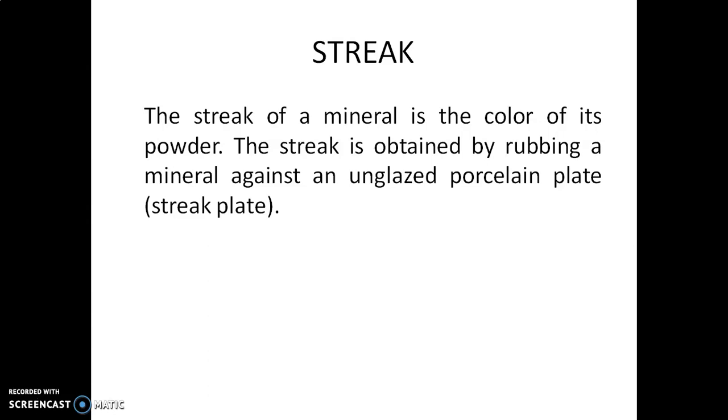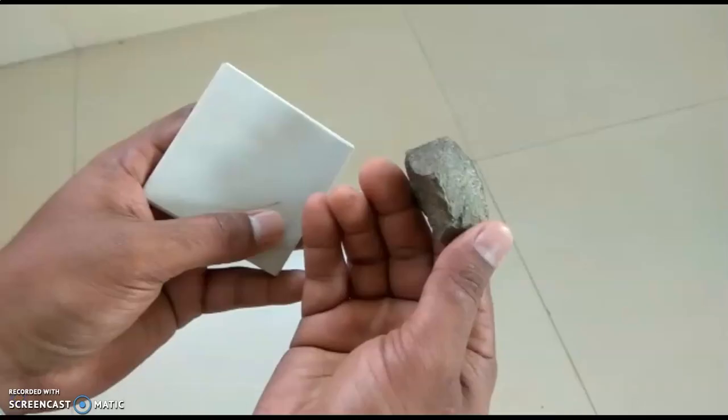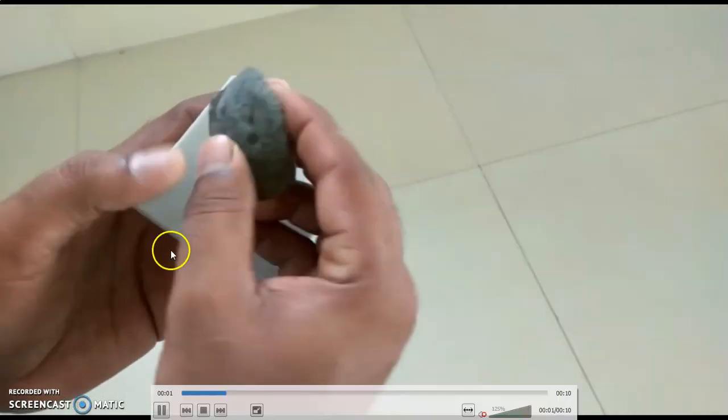Streak: the streak of a mineral is the color of its powder, or in other words, the color of the mineral in powdered form is known as streak. Streak is obtained by rubbing a mineral against an unglazed porcelain plate called a streak plate. This is a streak plate made up of porcelain. This particular mineral shows golden yellow color. We'll see what kind of streak we can see once we rub the mineral against the streak plate.